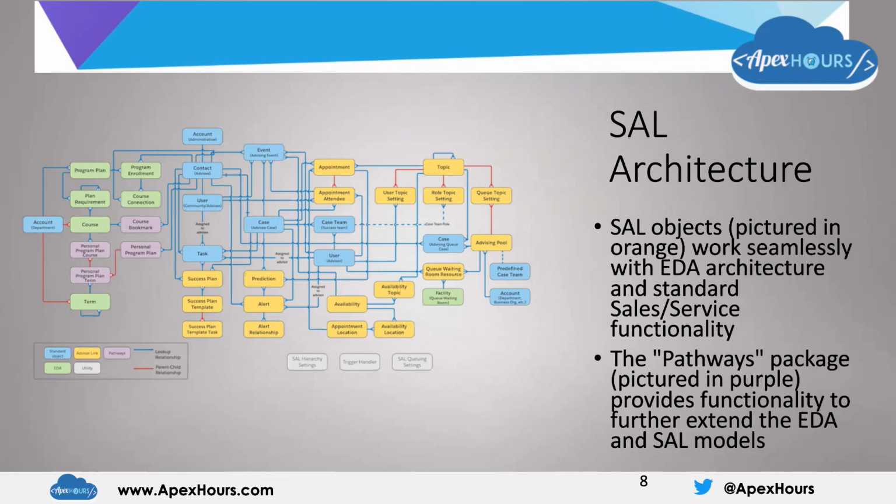Thanks, Jason. So the relationship diagram that we're looking at right now shows all of the standard Salesforce objects that interact with EDA and SAL, really. So objects such as case, contact, user, task, etc. We see those pictured in blue. And the EDA objects we see in green.